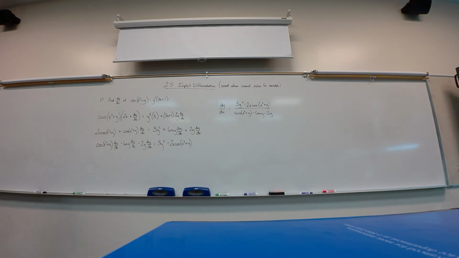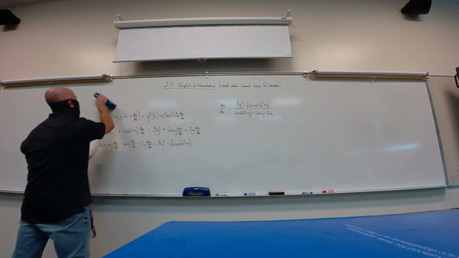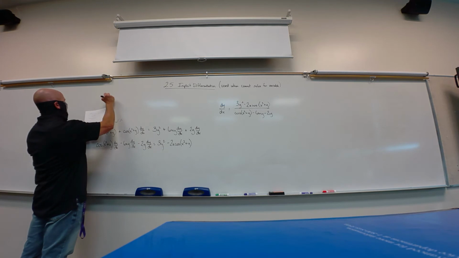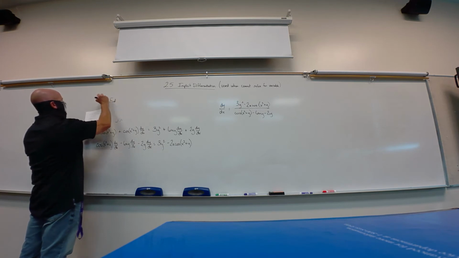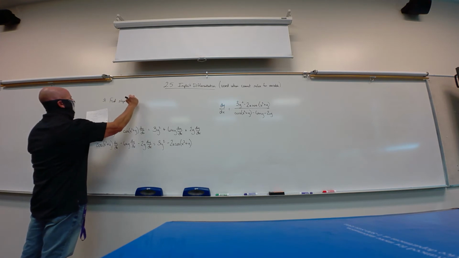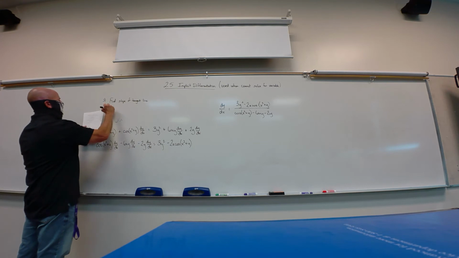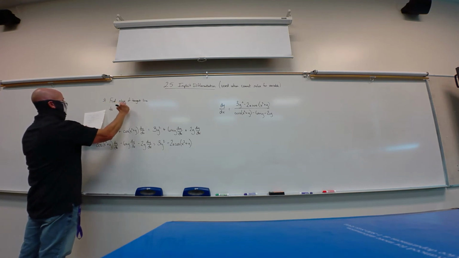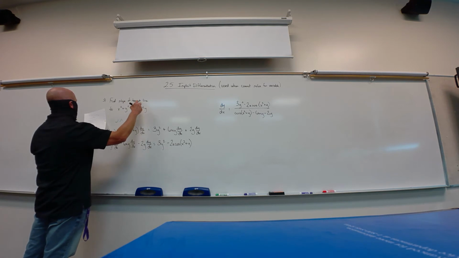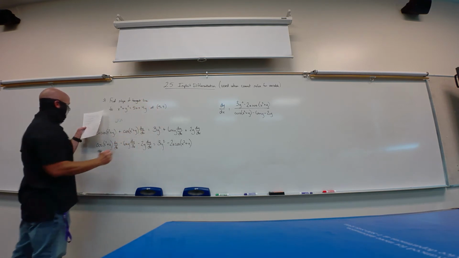All right. Well, this guy. Let's write it as: find the slope of the tangent line to x squared plus y squared equals 5x plus 4y at the point (5, 4).